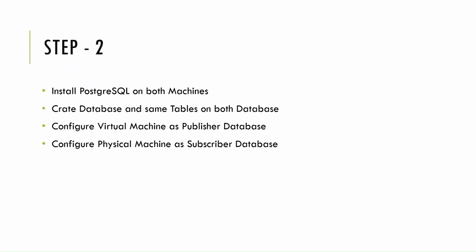Now we will follow these steps for further configuration. We will install the PostgreSQL system on both machines. We will create a different database on both machines. We will create the same tables on both databases. We will configure the virtual machine as the publisher database, and we will configure the physical machine as the subscriber database.